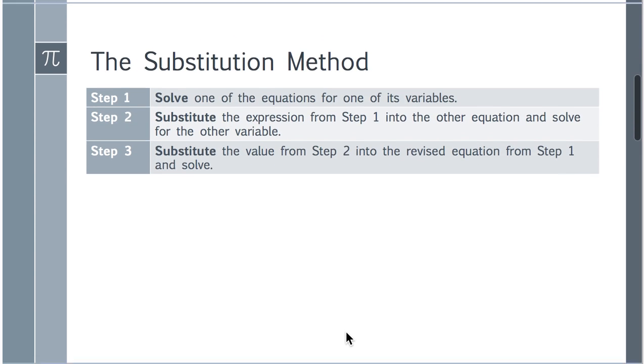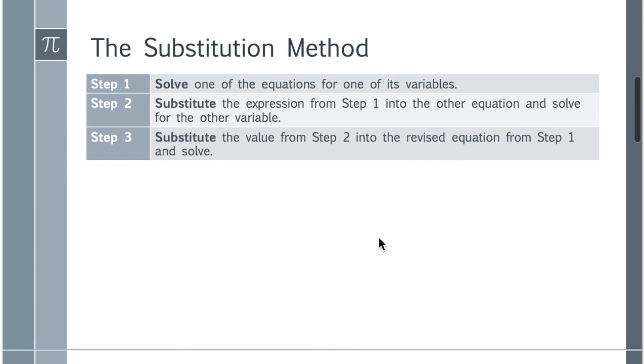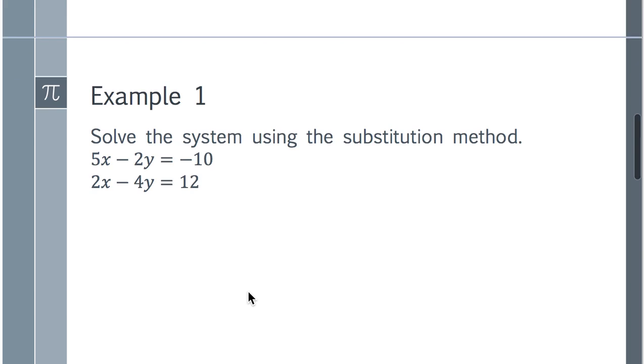There are two methods that we're going to use today. The first method is called the substitution method, which involves basically three steps. Step 1, we're going to solve one of the equations for one of its variables. Step 2, we're going to substitute the expression from step 1 into the other equation and solve for the other variable. And then in step 3, we're going to substitute the value from step 2 into the revised equation from step 1 and solve. So let's go ahead and do the next example using the substitution method.